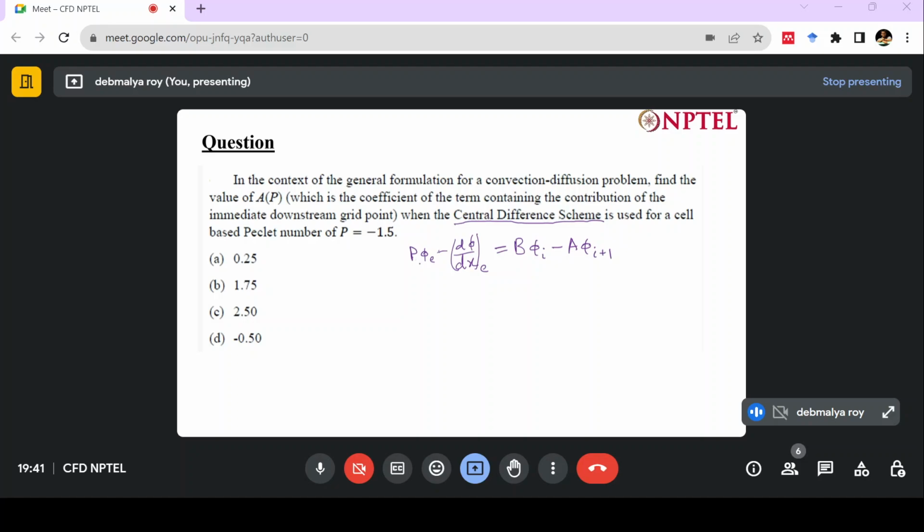So here we would use the scheme of central difference. Let us draw the interface. This is I plus 1 and this is I. The central difference scheme is nothing but we take both equal. We give equal importance to both I and I plus 1. If that is the case, what will be phi e? Phi e will be simply the average of these. This is phi I.